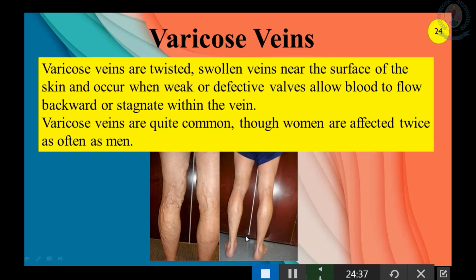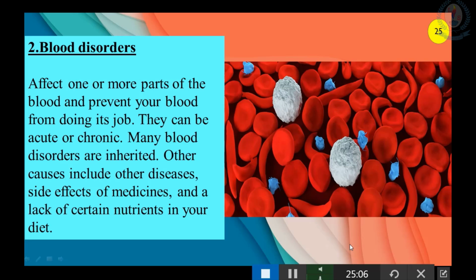These are 4 times more common in women than in men. As you get older, there is more wear and tear on the valves, so you will be vulnerable to these diseases. More weight in the legs increases pressure in the veins, so weight gain will also lead to varicose veins.